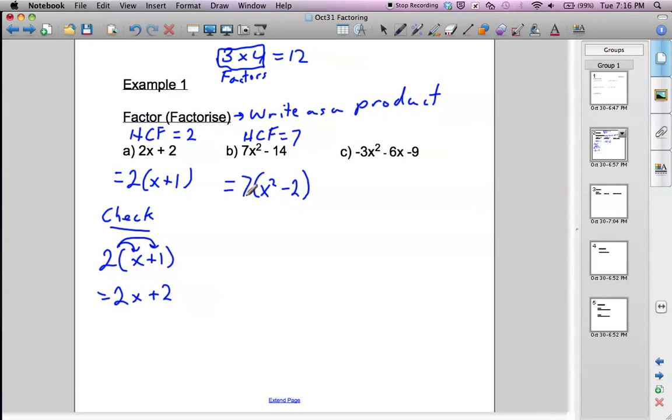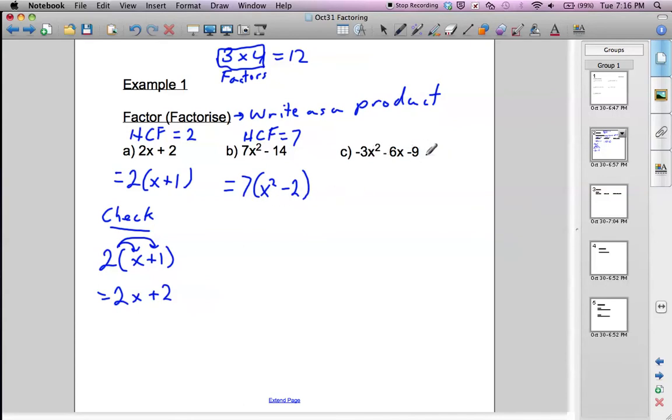If you check this, you can multiply this out by distributive property, and you will get the original expression. So this is the correct answer. We factorized, we've written 7x squared minus 14 as a product. Here's the product.